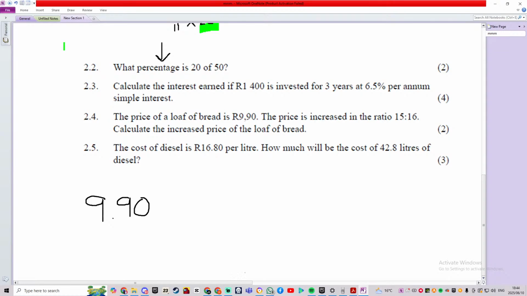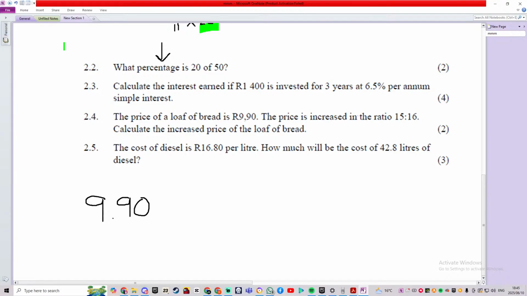These ratio questions normally get tricky. I'm not sure if the comments are delayed. Okay.